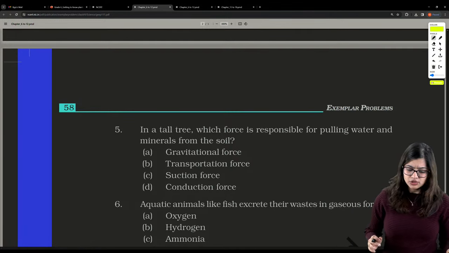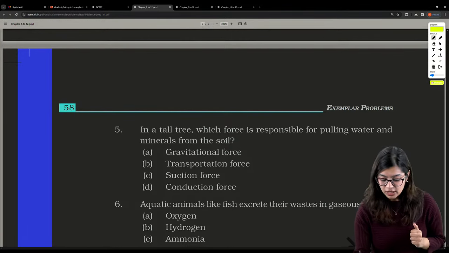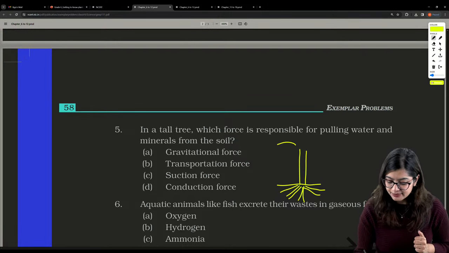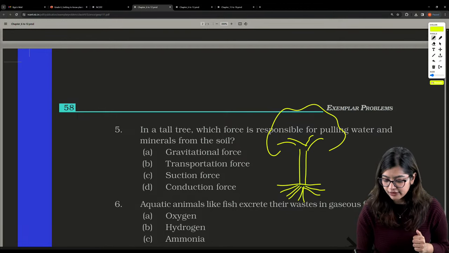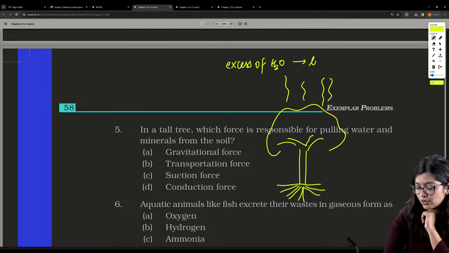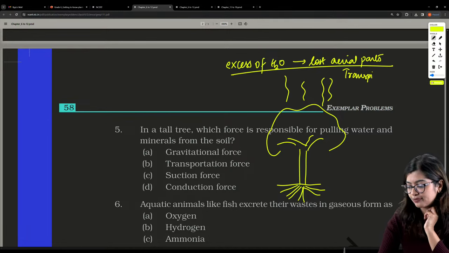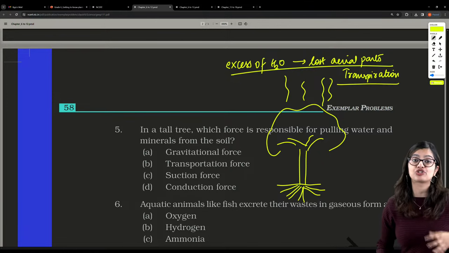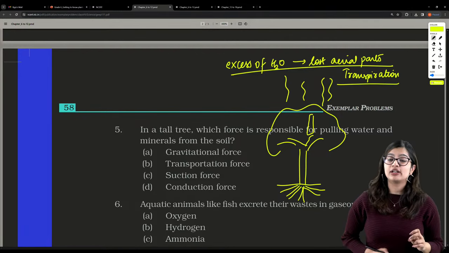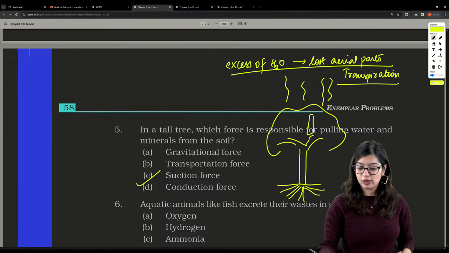Okay. So let's move on to in a tall tree, right? So in a tall tree, which force is responsible for pulling the water? So in this particular case, what do we see in tall trees? We know that in trees, excess water is lost from the aerial parts through the process called transpiration. So we can say that this is kind of like an evaporation of water, right? So in this case, when there is loss of water, it creates a vacuum or a suction force, which we call transpiration pull or suction force. So the correct answer here is going to be option C.